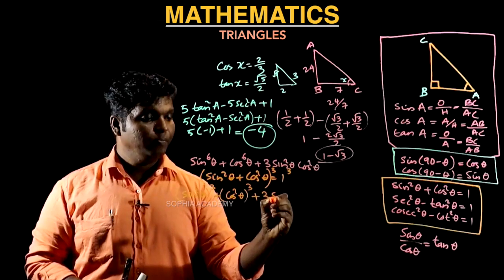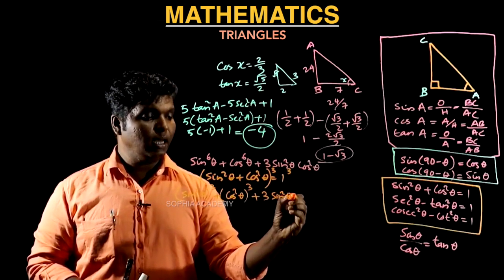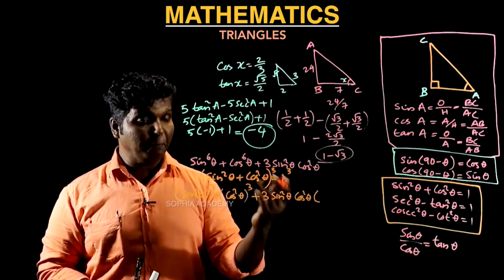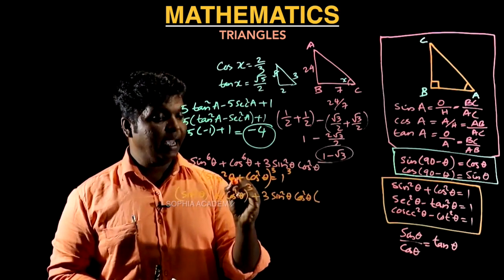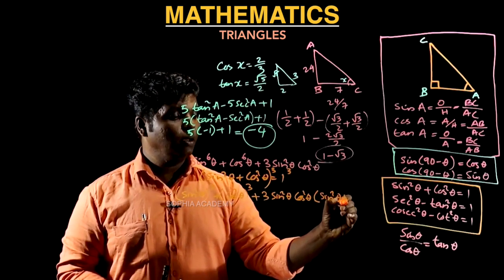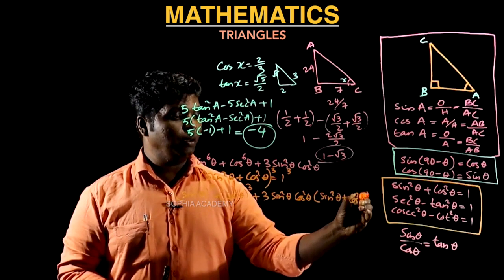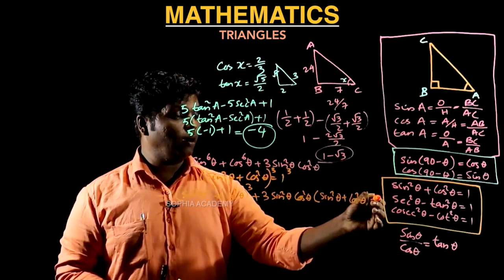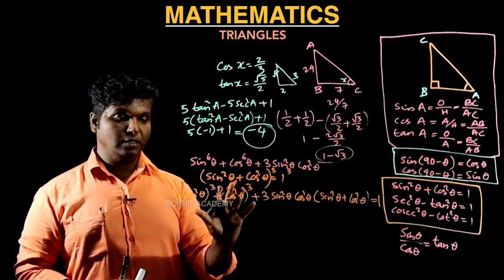Plus 3ab, sin square theta cos square theta. 3ab into a plus b. Here this is a, this is b. So sin square theta plus cos square theta, that means a plus b, is equal to, tell me what is the cube of 1? It is 1 itself. You got that much.